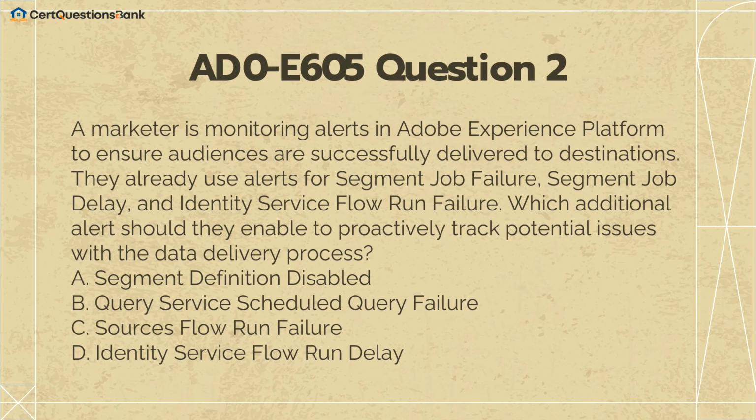A marketer is monitoring alerts in Adobe Experience Platform to ensure audiences are successfully delivered to destinations. They already use alerts for segment job failure, segment job delay, and identity service flow run failure. Which additional alert should they enable to proactively track potential issues with the data delivery process? A. Segment definition disabled. B. Query service scheduled query failure. C. Sources flow run failure. D. Identity service flow run delay.